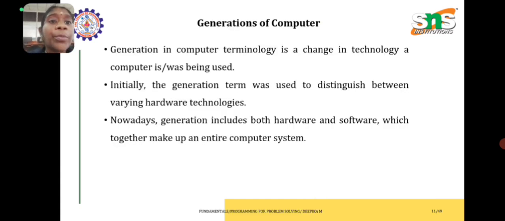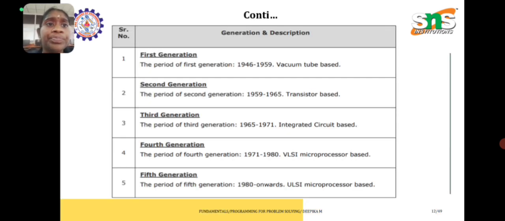The generation of a computer is a terminology for a change in the technology a computer was using. Initially, the term generation was used to distinguish between varying hardware technologies. But nowadays, generations include both the hardware and software of the entire computer system. And there are many generations, starting with the first generation.